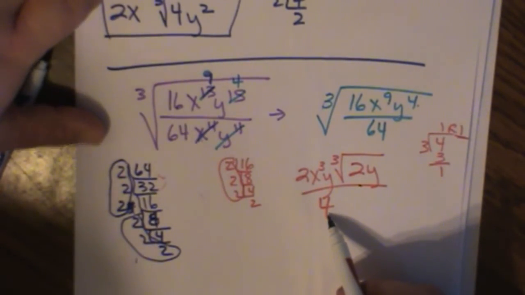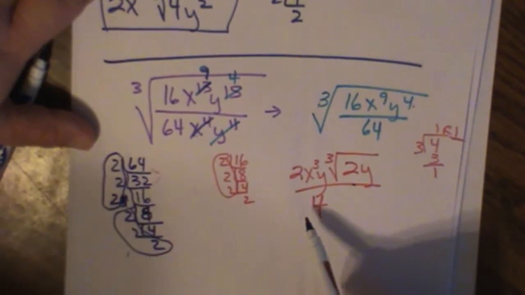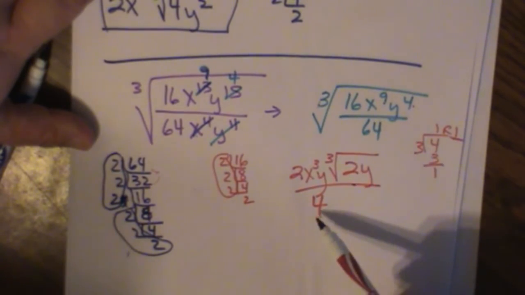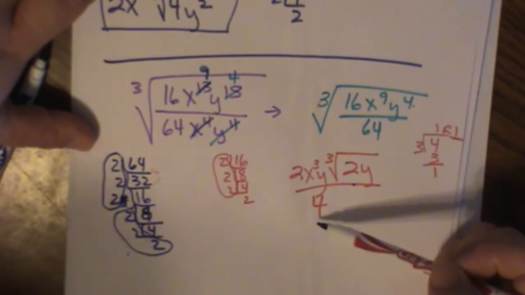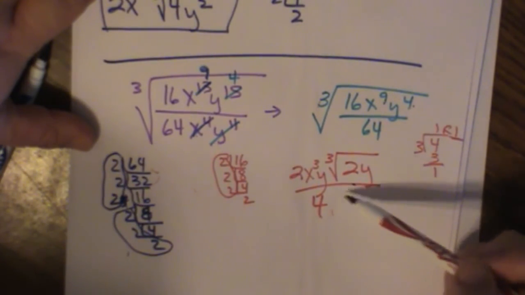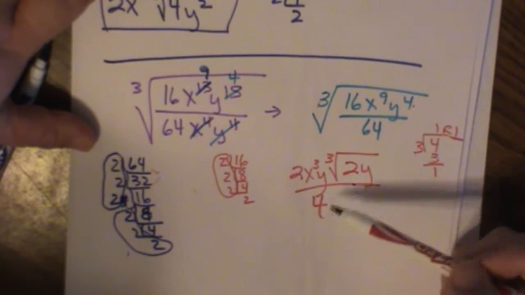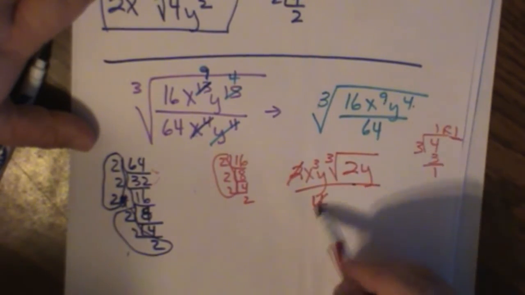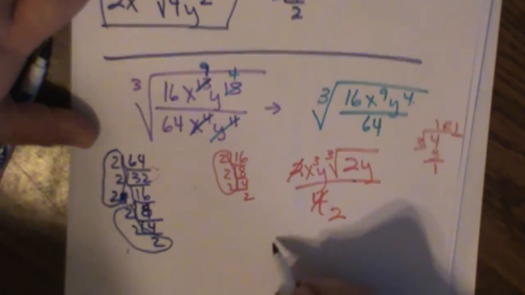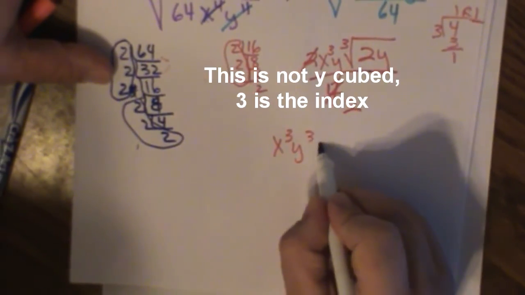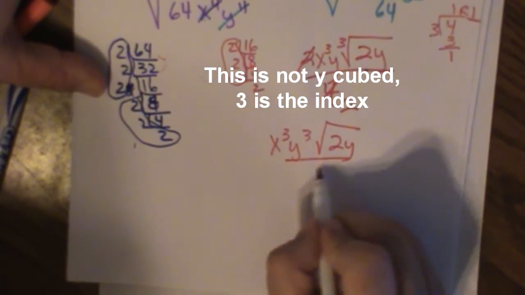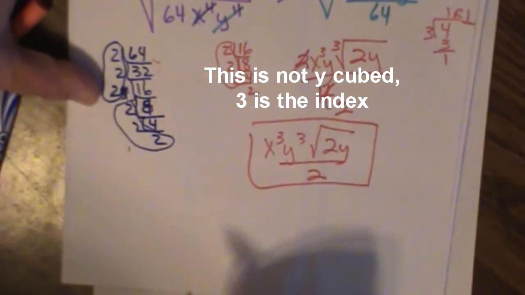And as always, when we get finished pulling stuff out, we have to check. You can only cancel things that are on the outside with things that are on the outside. We don't have a cube root on the bottom here, so this 4 is on the outside. So 2 will go into this 4 twice. So our total answer on this one is x cubed, y cubed, cube root of 2y over 2. And that is our final answer.